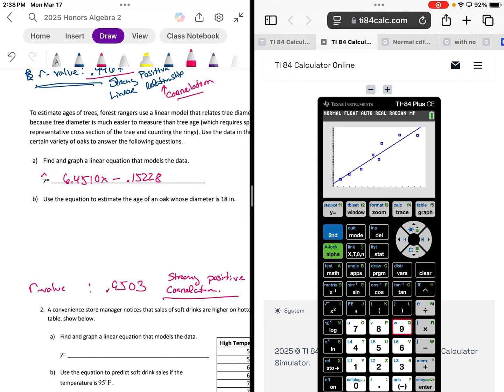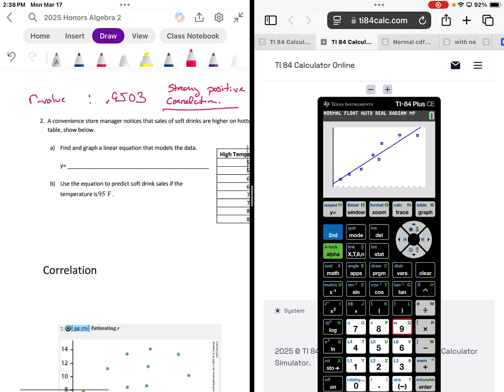So still a nice, strong, positive correlation, but there are some gaps between the line and the actual points. It didn't hit all of them perfectly like the other one did, because the other one, again, was 0.99, so that hit a lot of dots. But that's still pretty good. That's still a strong positive correlation. As the diameter increased, the age of the trees increased. Okay.